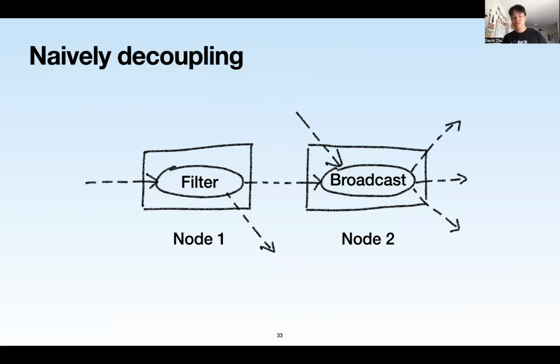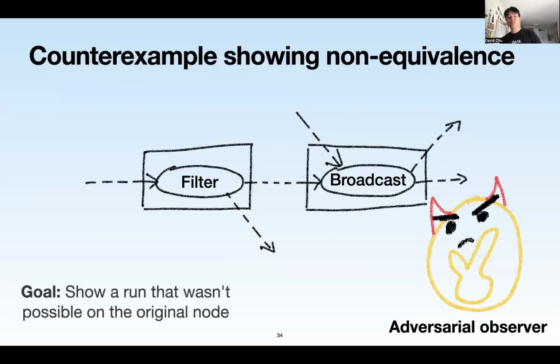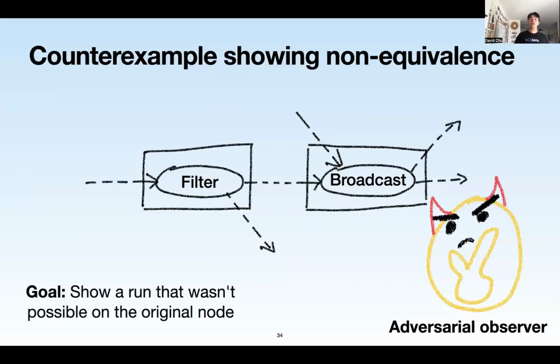Seems okay, right? Well, maybe not. So our adversarial observer here will actually show us how this is broken. Its job is to show that there is a run possible on the new nodes that was not possible on the original.